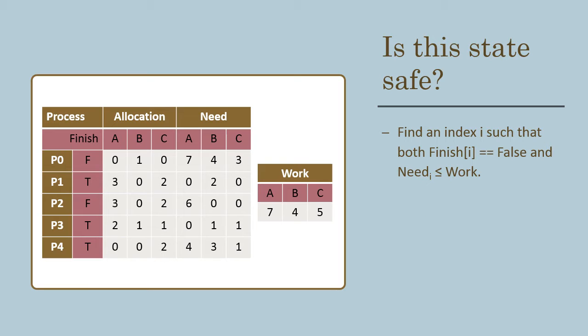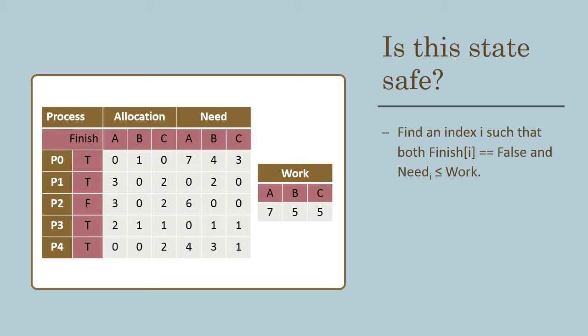Again, we find an index I such that both finish I is false and need I is less than or equal to work. We left off at P4, so we loop back to the first row of the matrix and we check P0, which fulfills our conditions. Need 0 is less than or equal to work. Then work is work plus allocation 0. Work is 745. Allocation 0 is 010. So the new work will be 755 and finish 0 will become true.